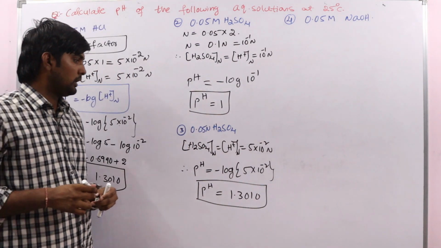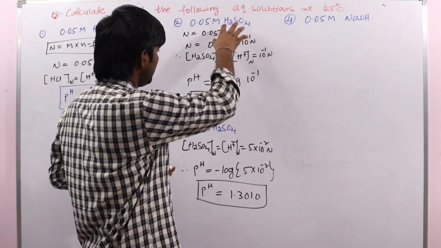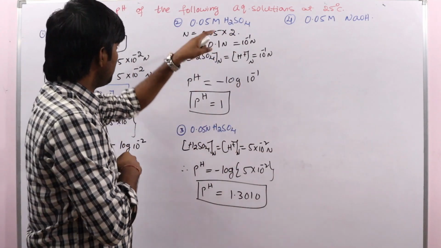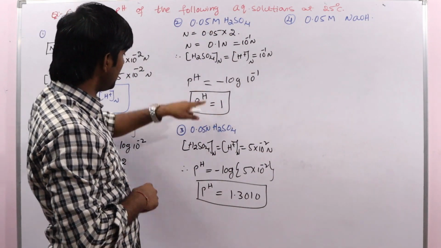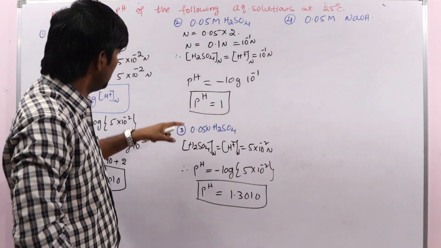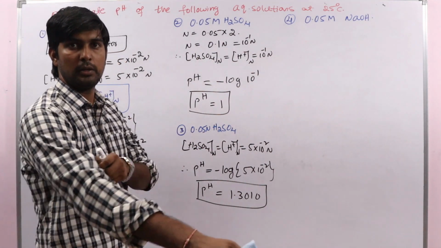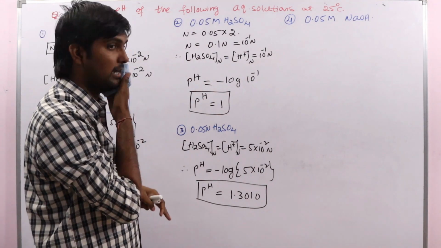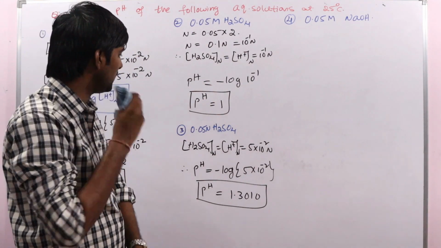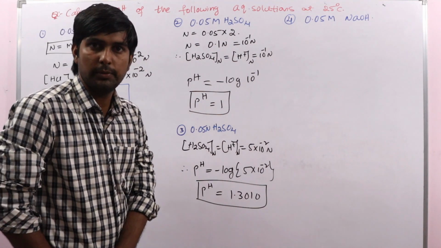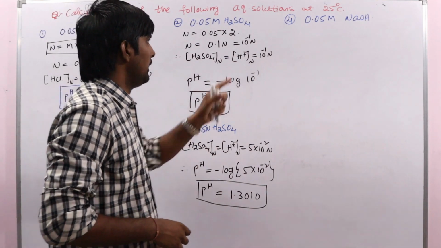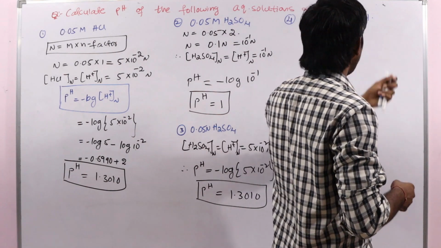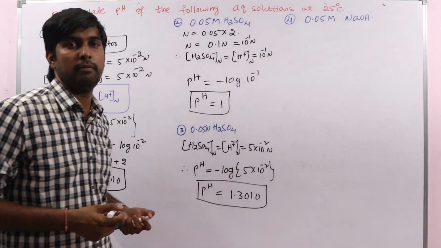Okay, see the difference between these two. Same H2SO4, 0.05 molar here, 0.05 normal here. So we get different pH values. Okay, so that's why you should be very careful here whether the concentration is given in molarity or normality. Okay, clear? Right. Next, 0.05 molar NaOH is given.